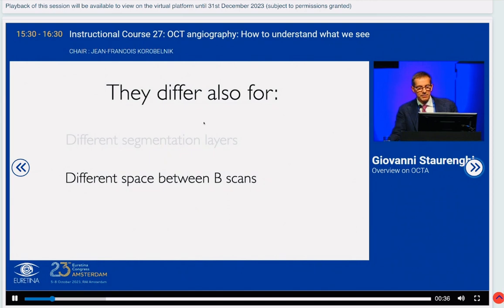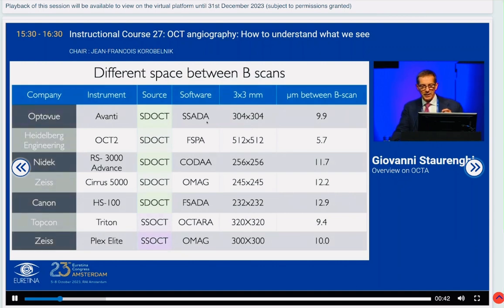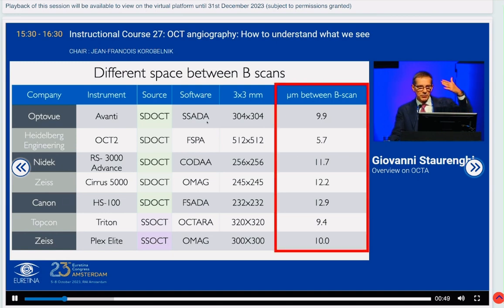The other important thing is the different spacing between B-scans. Here is the series of all, or most of, the instruments that are available in the market, and you see that between one B-scan and another, we move from 5.7 microns to 12, 13 microns.